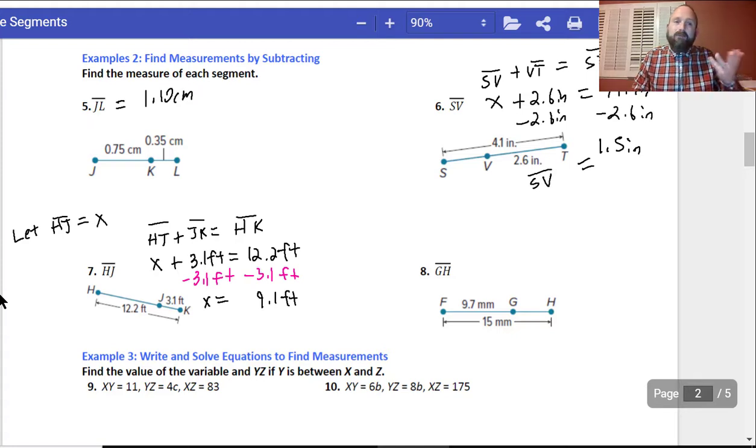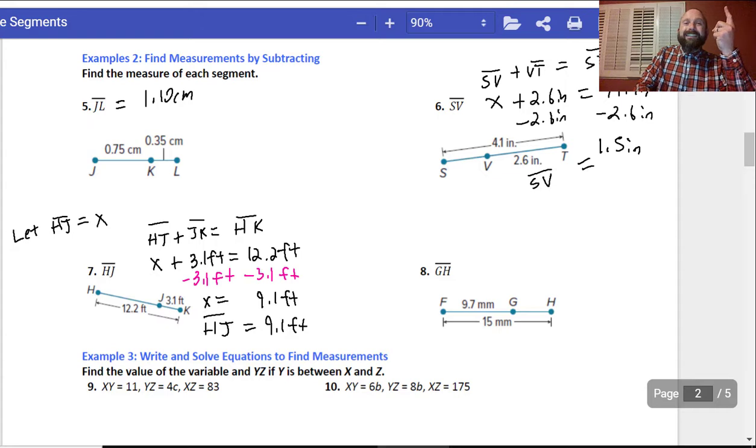But it's not x. Remember, we changed it because we wanted to keep it a little simple. So HJ, line segment HJ, is equal to 9.1 feet. All right. Now let's hold up for a second. Go ahead and try number 8 in 3, 2, 1.